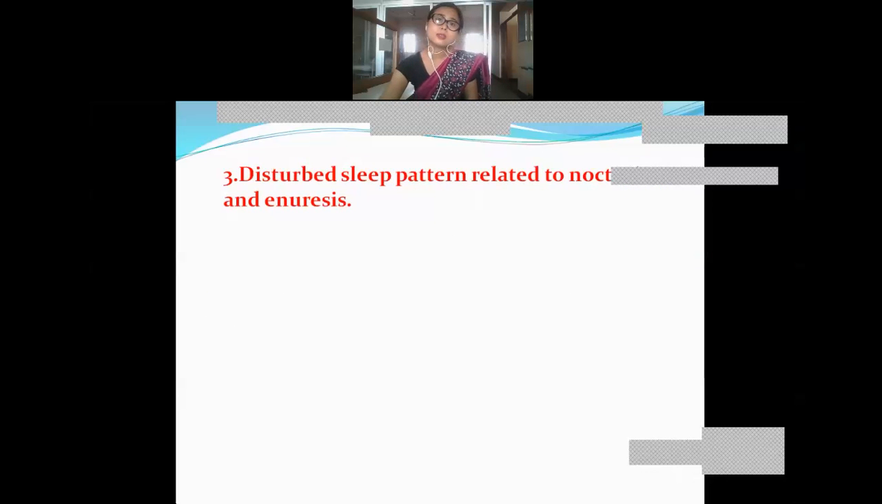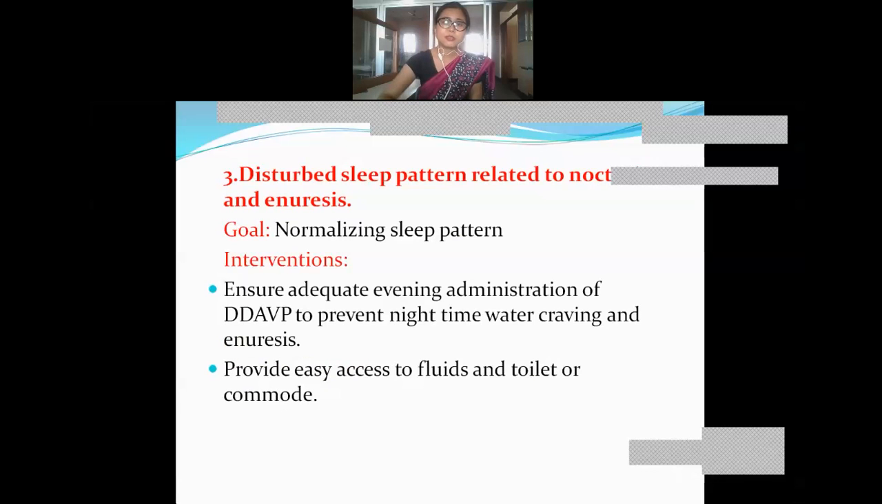The third one is disturbed sleep pattern related to nocturia and enuresis. Goal is normalizing sleep pattern, and interventions include ensure adequate evening administration of desmopressin acetate to prevent nighttime water craving and enuresis, and provide easy access to fluid and toilet or commode.